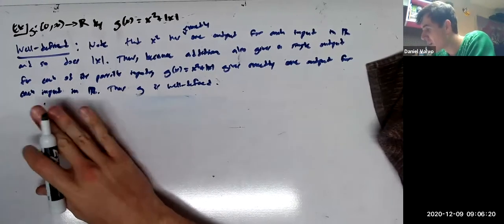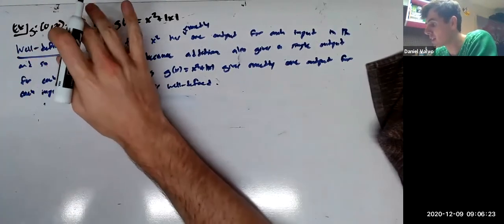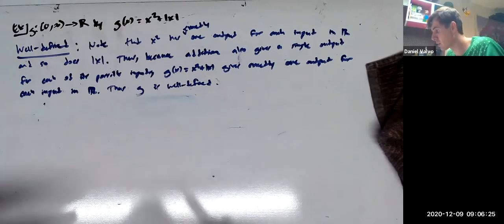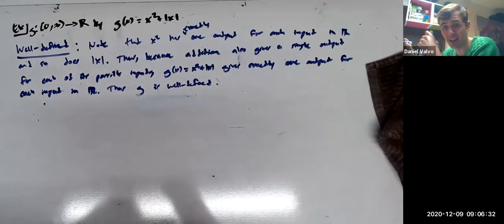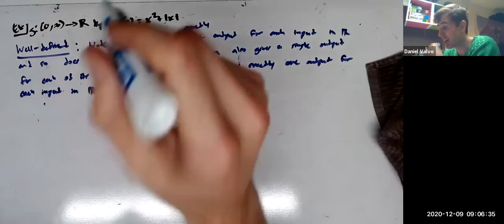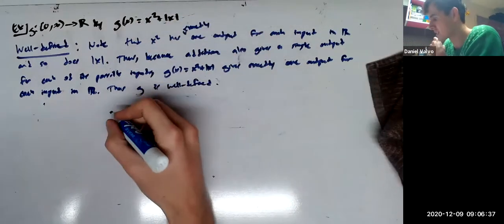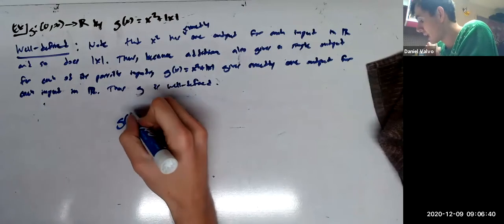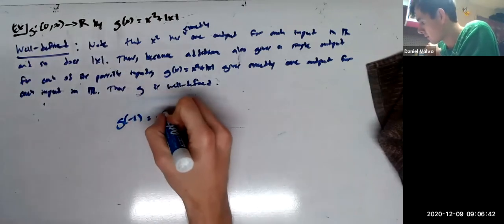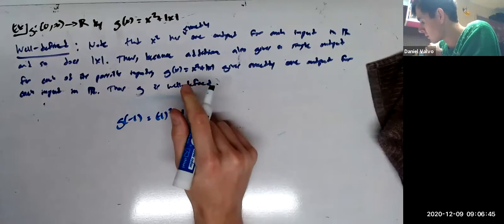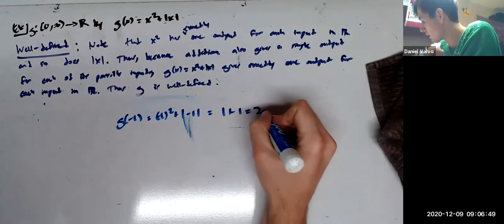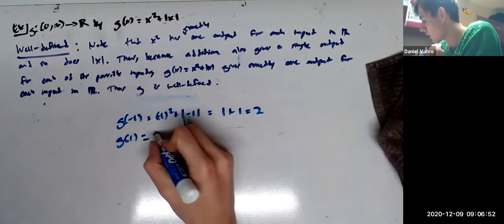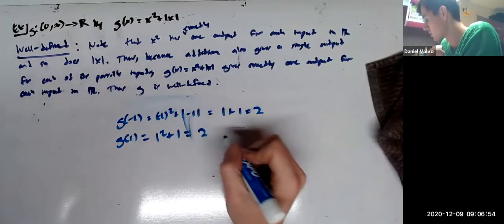Yes. So this function right here goes from 0 to infinity to r. That's important because notice x squared definitely has multiple inputs that go to the same output, because a negative number squared is the same thing as a positive number squared. And similarly with absolute value of x. For example, g of -1, if it was defined there, would equal -1 squared plus absolute value of -1. -1 squared is 1, absolute value of -1 is 1, so this would be 2. And g of 1 would be 1 squared plus 1, which is also 2.